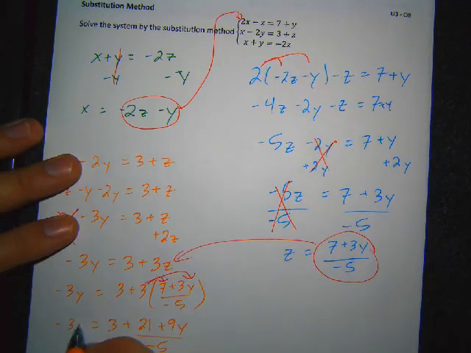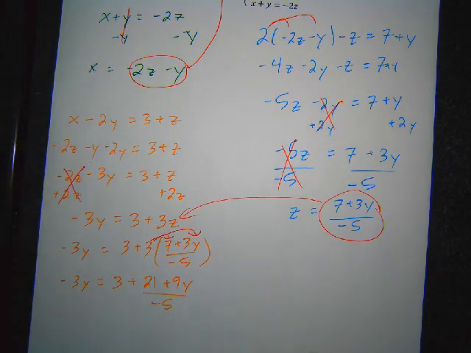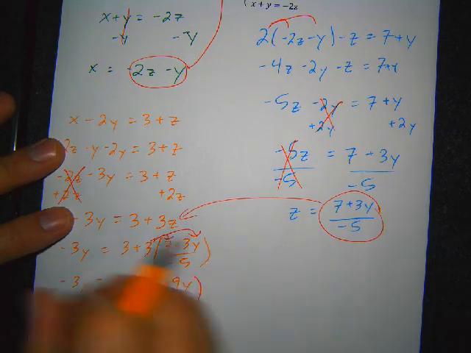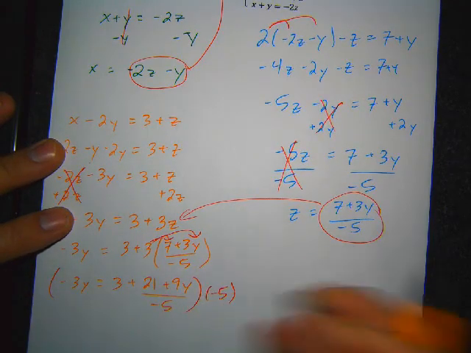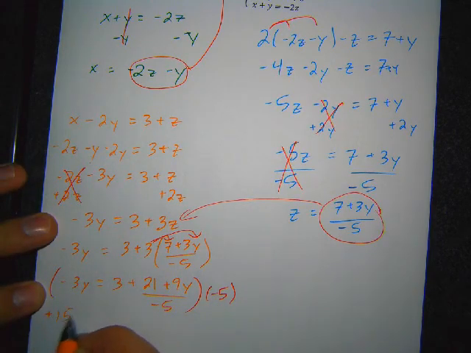That still equals negative 3y. I don't really want to have a negative 5 on the bottom. I don't like fractions, so I'm going to get rid of them. I'm going to multiply everything here by negative 5, because that will get rid of that negative 5 on the bottom. So negative 5 times the first part gives me a positive 15y. Negative 5 times 3 gives me a negative 15. And then this part, the negative 5 would cancel, so I just end up with the 21 and the 9y.